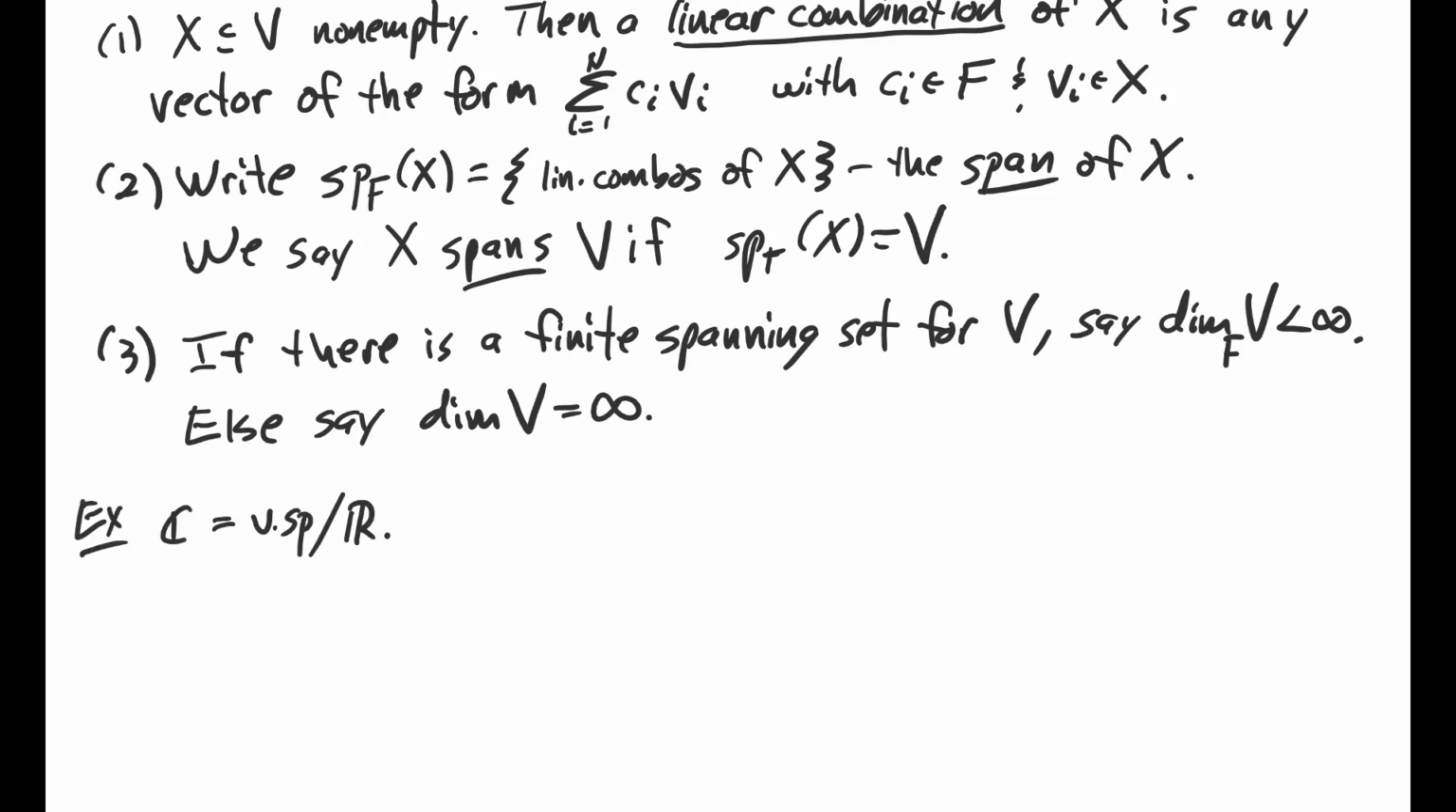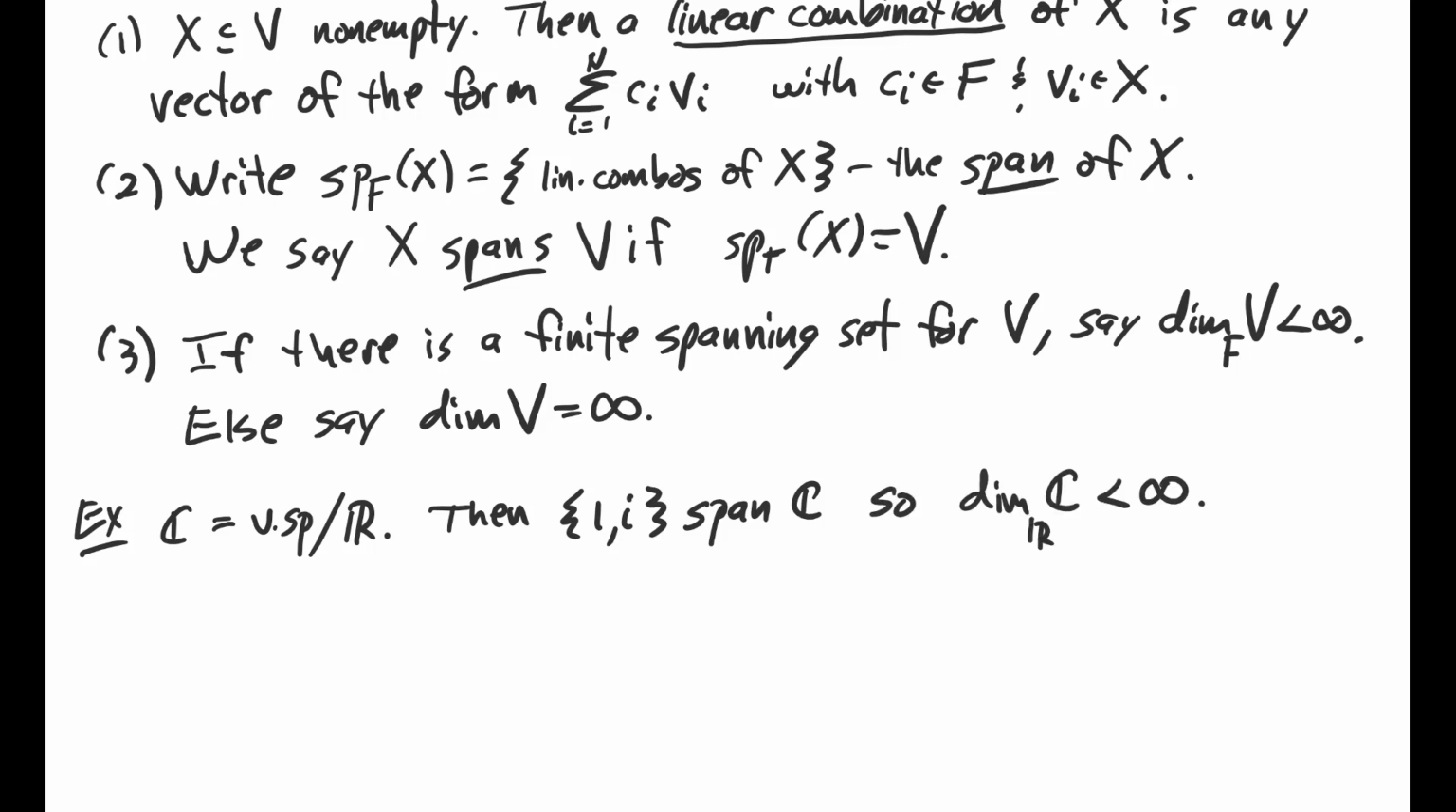For example, let's start with C. As we know, it's a vector space over R because R is a subfield. Then, of course, 1 and i span C because every complex number is obviously a linear combination over R of the vectors 1 and i, namely a plus ib is usually how we write it. So those two vectors span, and therefore C is a finite dimensional vector space over R. All right.